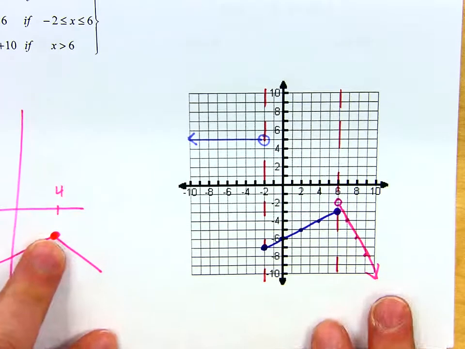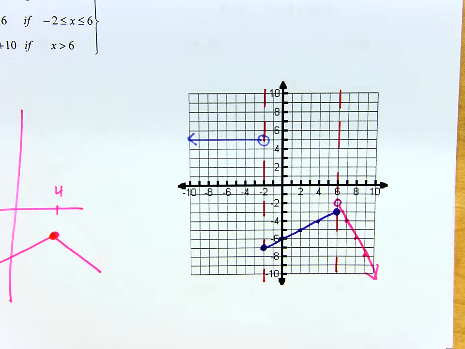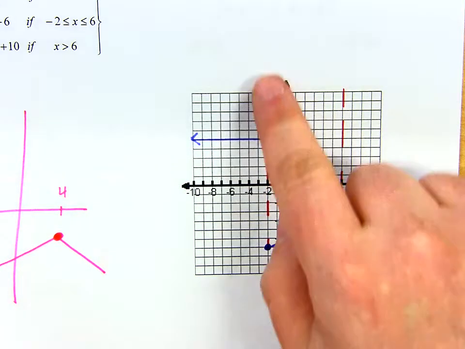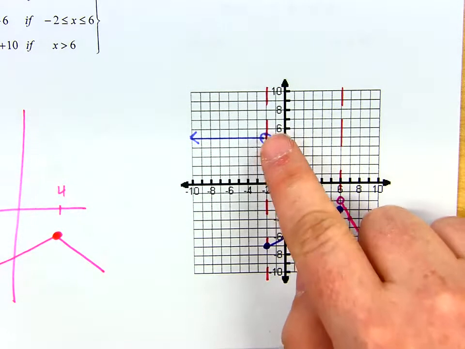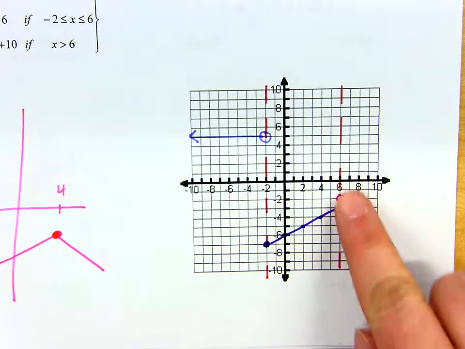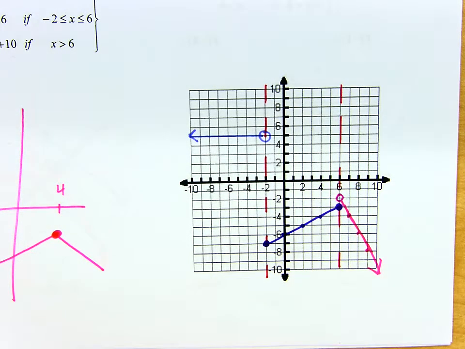Does my graph pass the vertical line test? Yes, it does. Everything is fine. Whenever I hit a vertical line, I have an open over a close, so I don't overlap. That's fine. Okay. Did you graph this one correctly? Are they looking good? Yeah.